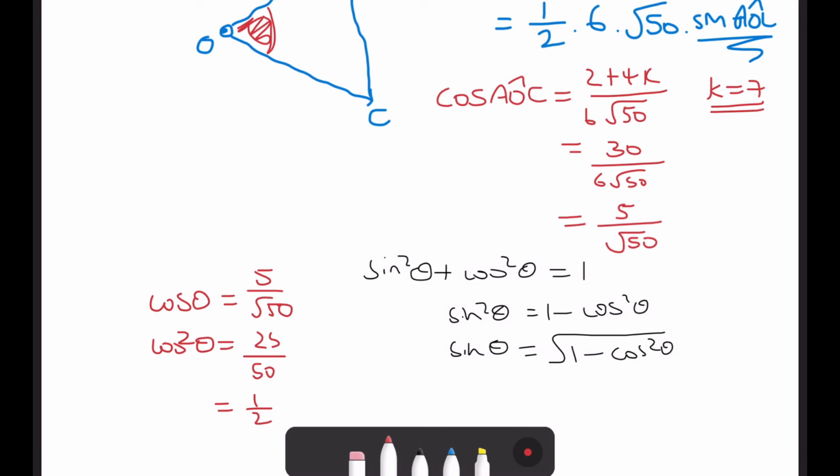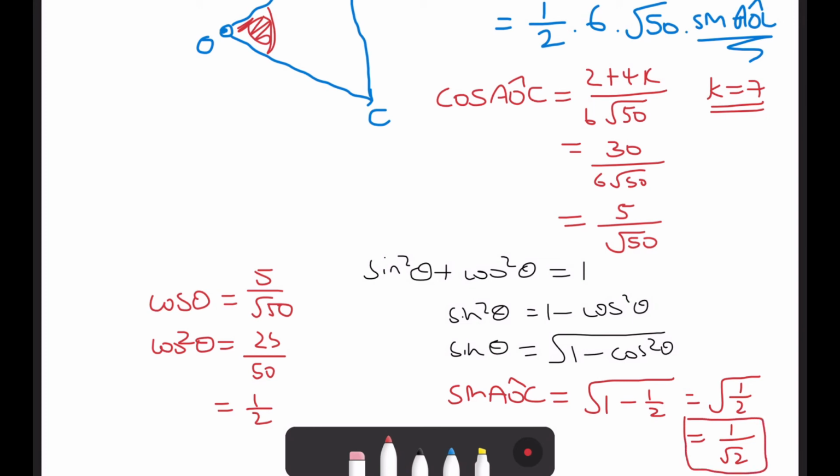So now that's a half, I can go back here and state that sine AOC is equal to the square root of 1 minus a half, which is equal to the square root of a half, which is equal to 1 over root 2. So sine AOC is equal to 1 over root 2. So that was a tricky bit.